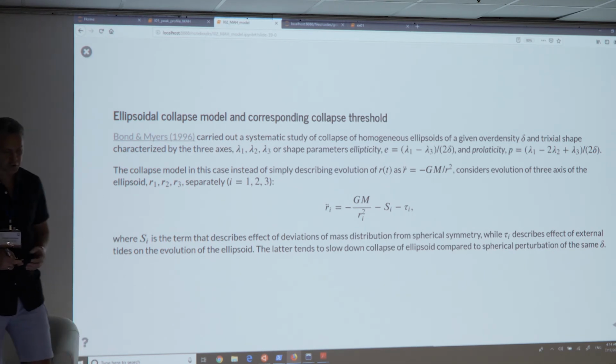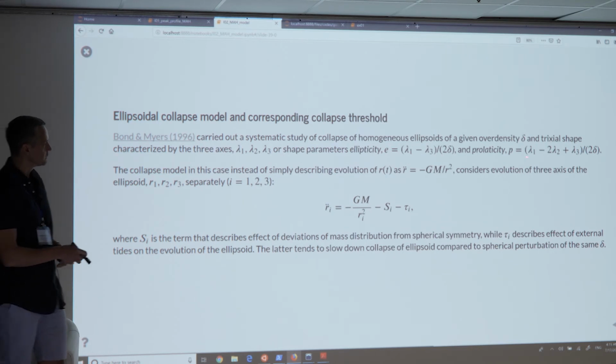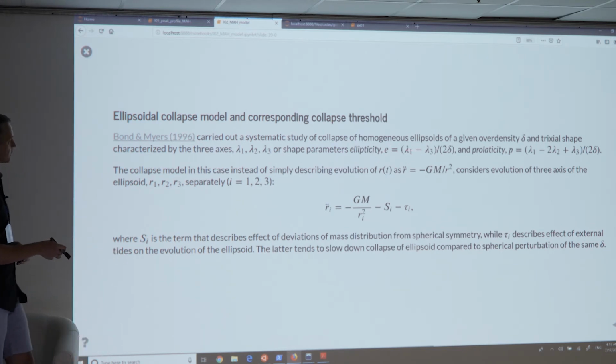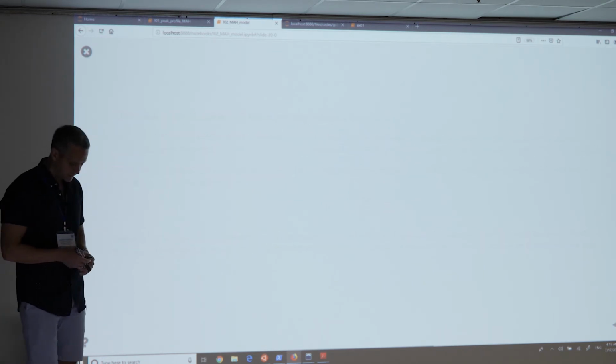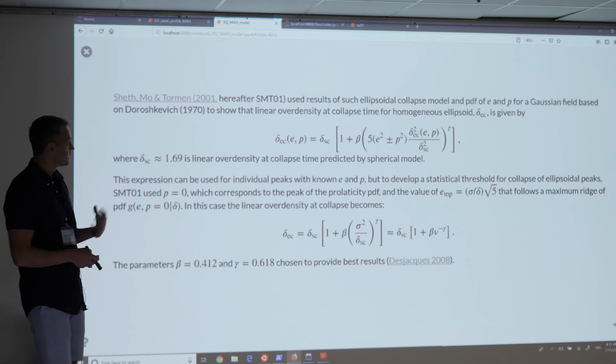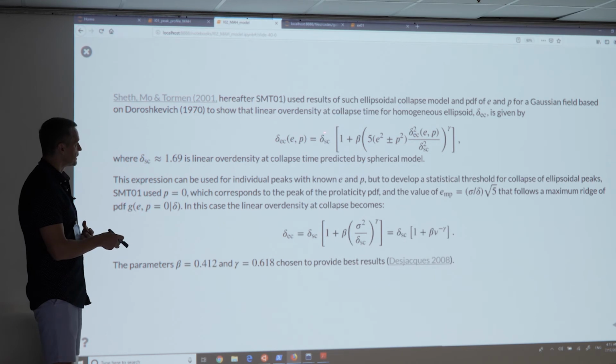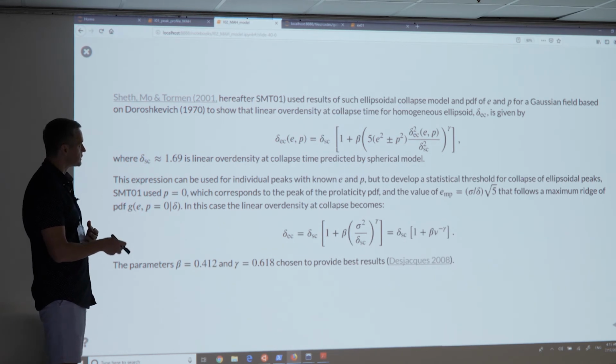For a Gaussian field, we also know the statistics of these shapes. So what is the distribution of these principal axes, or the 2 parameters, ellipticity and prolateness, that are defined relative to them, that also involve the perturbation amplitude. This was figured out in the 70s by Doroshkevich, and Sheth, Mo and Tormen in 2001 used these results to show that you can approximate the threshold for collapse. So instead of a spherical collapse delta that's equal to 1.69, you have this much more complicated expression that now depends on ellipticity and prolateness.